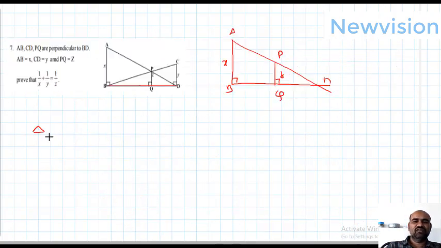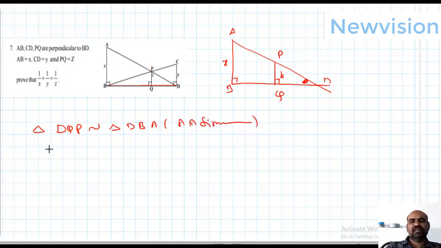What is that? DQP. See here, this angle is common for the bigger and smaller triangle, and here is 90. Triangle DQP is similar to triangle DBA by AA similarity. But in the examination we write these steps. So what I want is DQ and BD. BD is there, no?